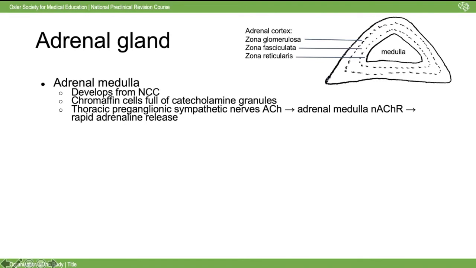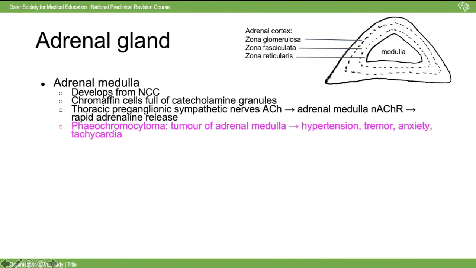If you remember back to when you learned about the nervous system, preganglionic sympathetic nerves usually terminate on the sympathetic chain ganglia, and the exception to that rule is the thoracic preganglionic sympathetic nerves, which terminate directly onto the adrenal medulla. Those sympathetic nerves release acetylcholine, which acts on nicotinic acetylcholine receptors to stimulate the rapid release of adrenaline from catecholamine granules.